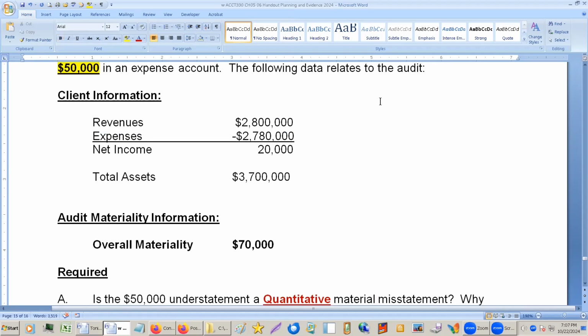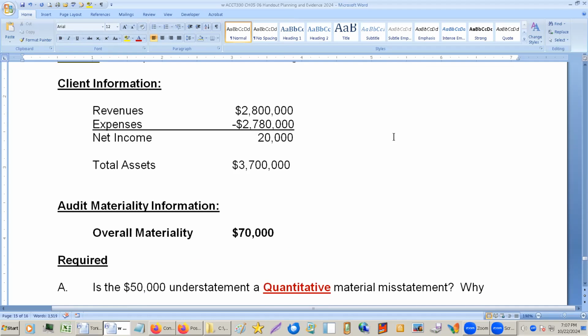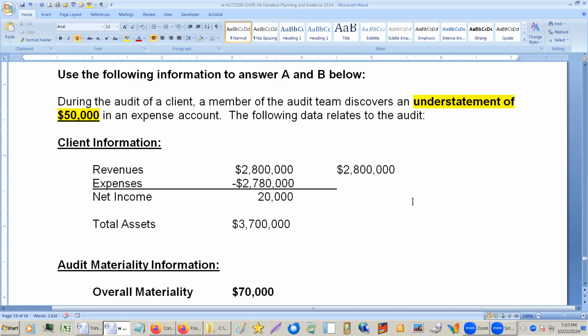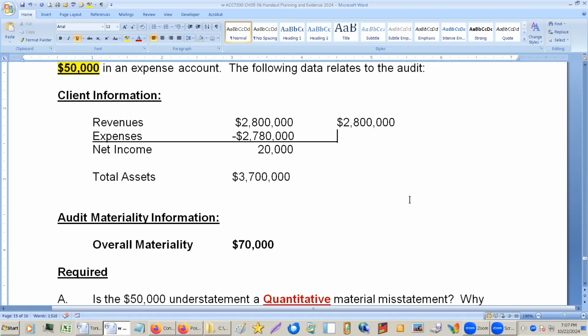Well, one thing we're going to do is see what it would look like if they had made the entries correctly. Notice that the expenses would be $50,000 higher. So this would be 2,000,000, 78, plus 50, 830.